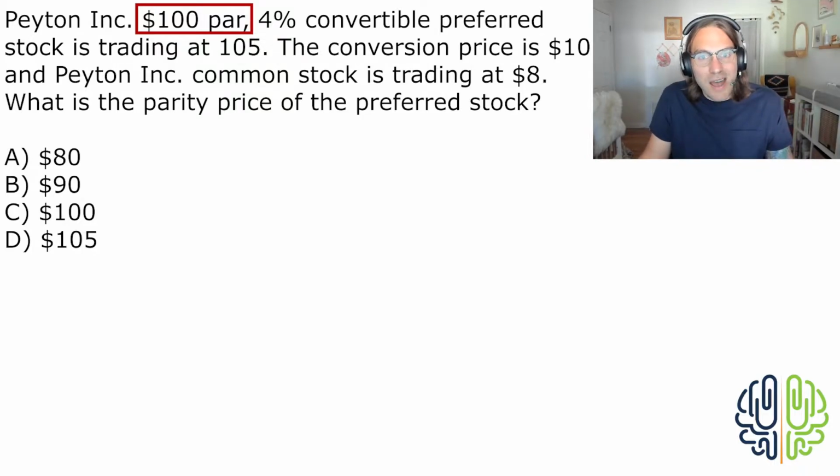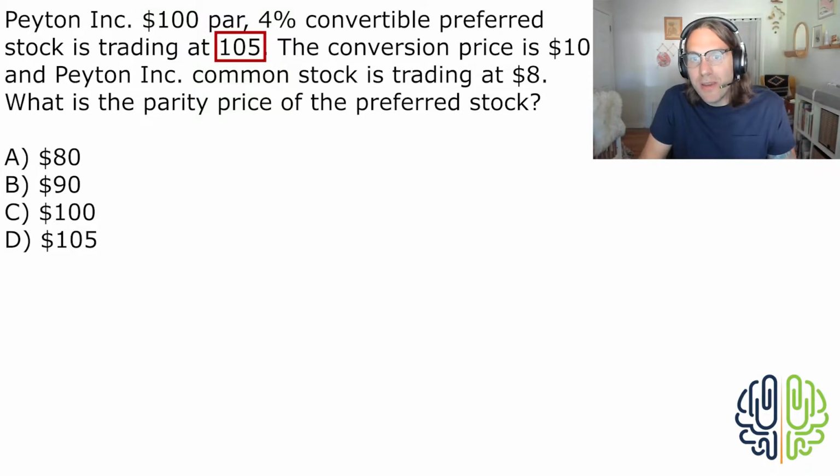Now, technically, stock has no end. It doesn't mature at any point in time in the future like a bond. If this was a bond, then whenever this bond would mature, the par value would be paid back to the investor at maturity. But that's not what happens here.